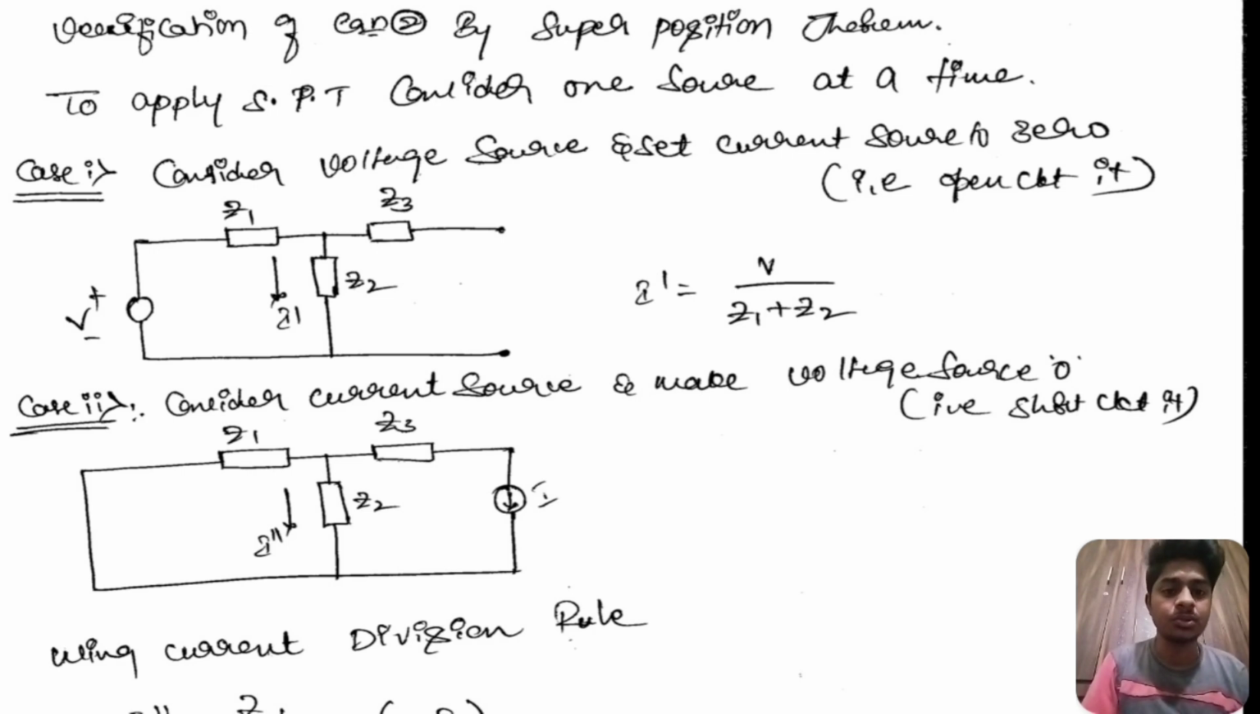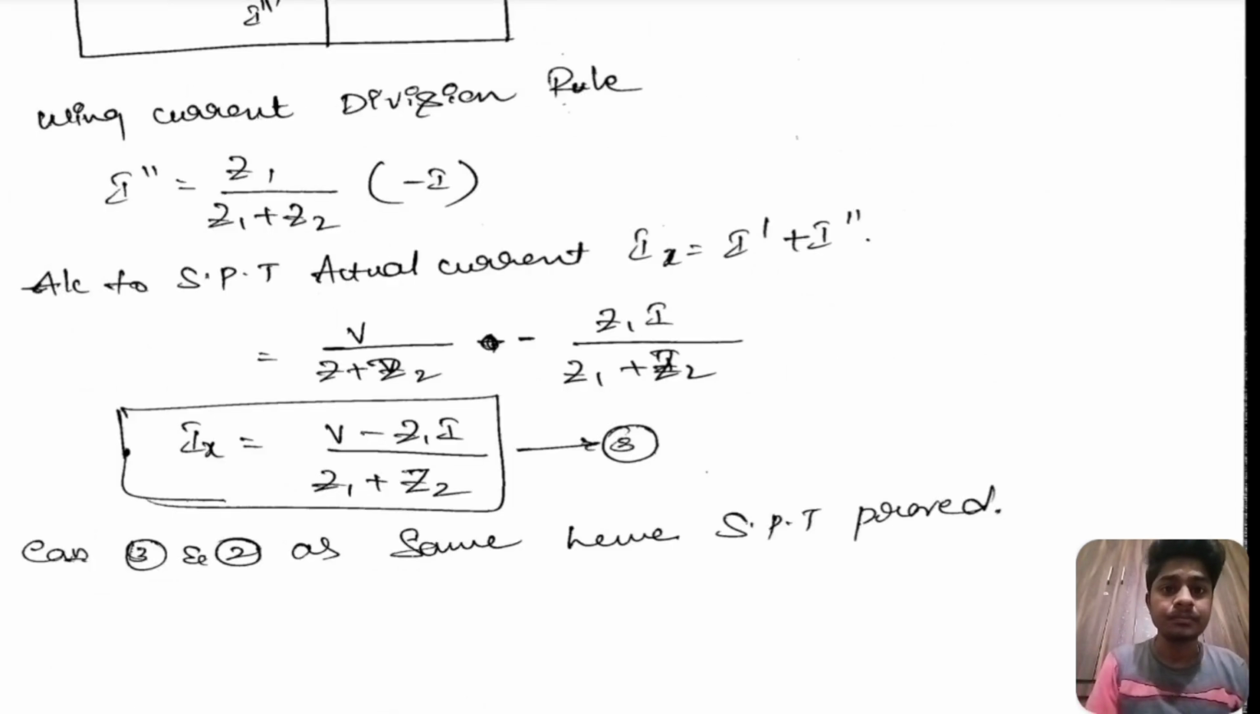In case 2, consider the current source and make the voltage source 0 by short circuiting. Now we should consider the current source, not the voltage source, and make the voltage source short circuit. Using the current division rule, I double dash equals Z1 by (Z1 plus Z2) times minus I.